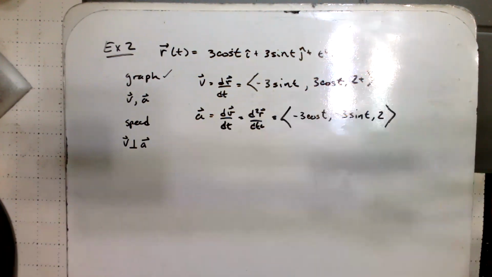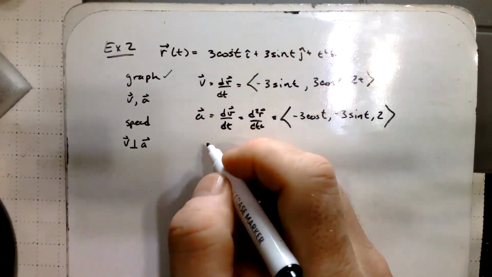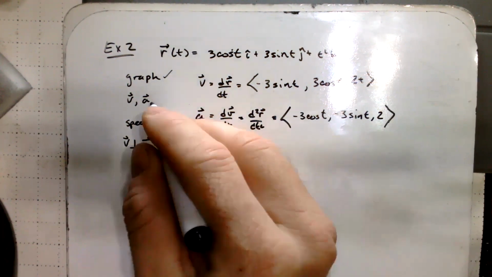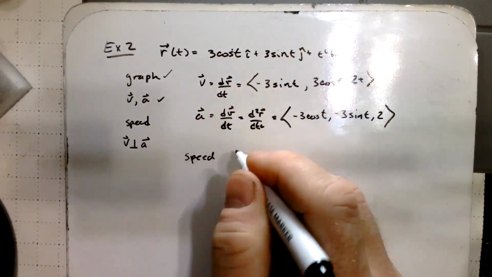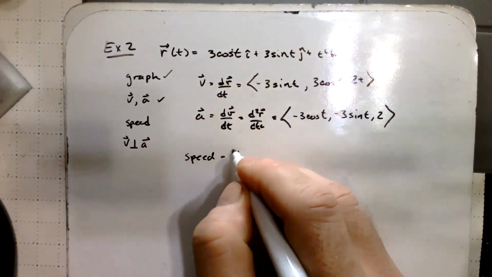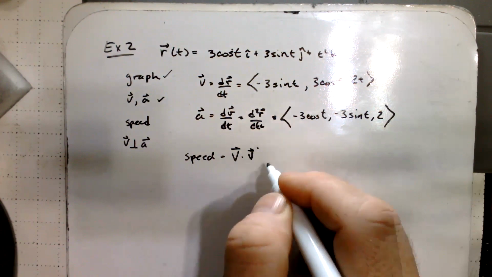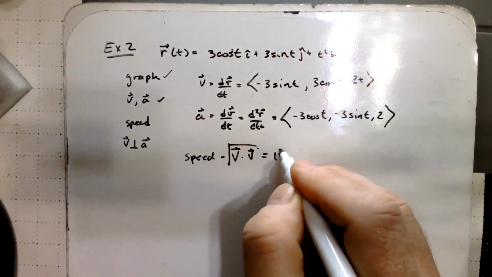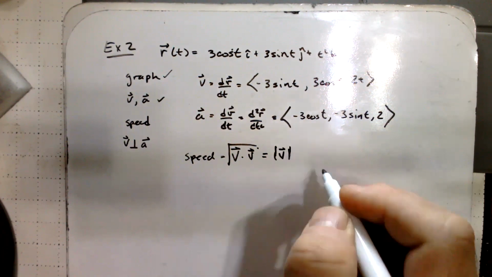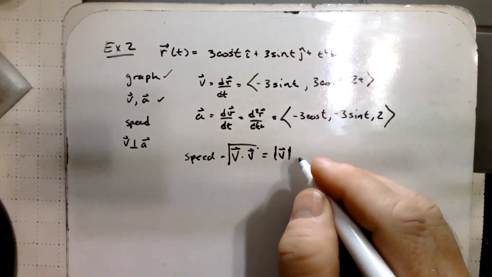We next wanted to determine the speed at any time. So the speed is just the magnitude of the velocity. So we're going to take v and dot it with v, and then take the square root, aka this is the magnitude of v.